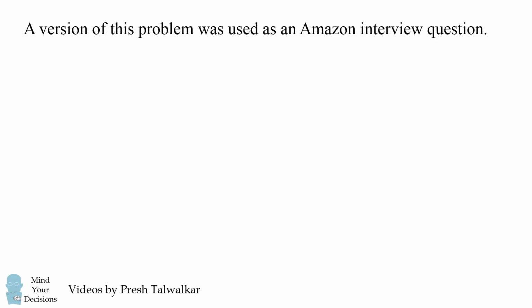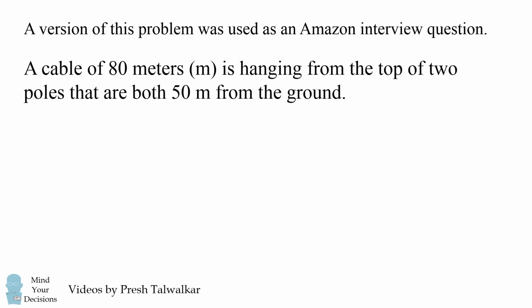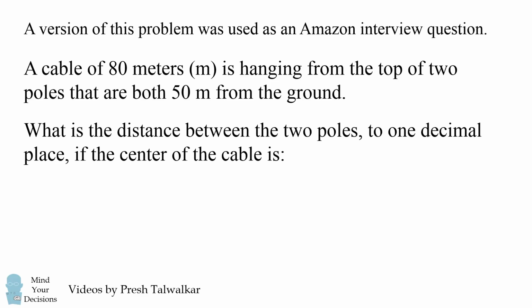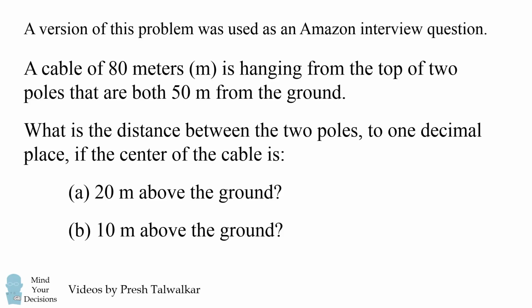A version of this problem was used as an Amazon interview question. A cable of 80 meters is hanging from the top of two poles that are both 50 meters from the ground. What is the distance between the two poles to one decimal place if the center of the cable is A, 20 meters above the ground, and B, 10 meters above the ground?